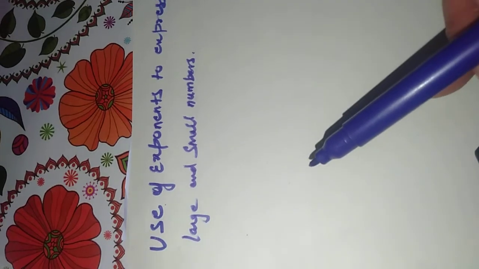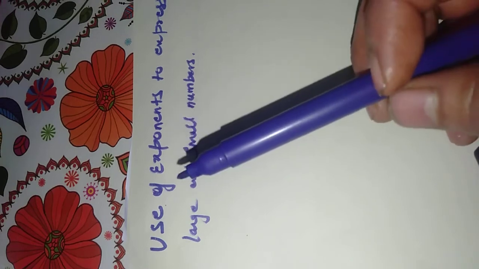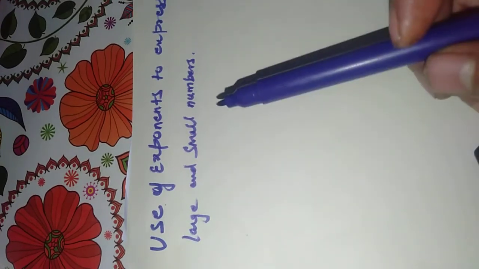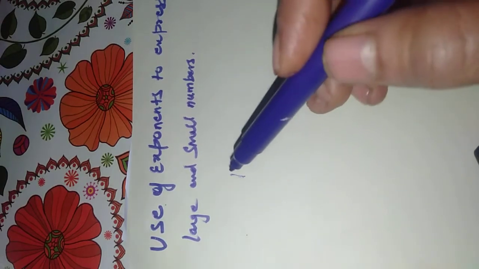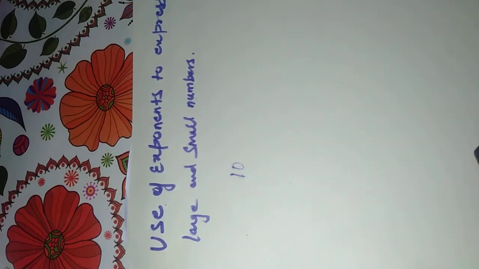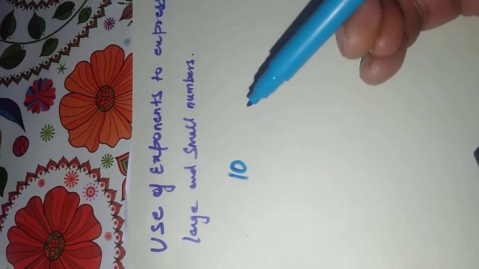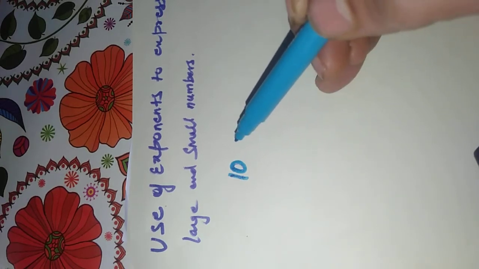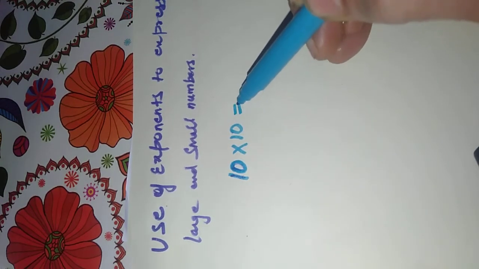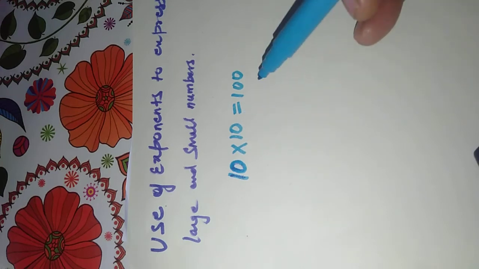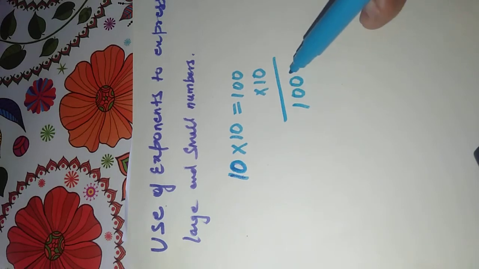Exponents and powers. Today we will read about the use of exponents to express large and small numbers. We have read that the smallest two-digit number is 10, and this 10 can be increased to a greater number by multiplication with another 10. When we multiply it, we get 100, which is greater than 10. If we multiply further by 10, we will get 1000. And we see that by multiplication with 10, we are getting large numbers.